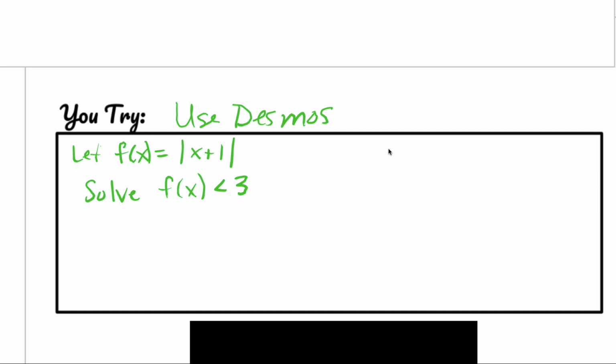The second problem that I want you to solve using Desmos will look familiar. 9 minus the absolute value of x minus 4 is less than or equal to 5. And again, you're going to use Desmos to solve that problem. Okay, work on those right now before you move on to another video, and bring those to class.